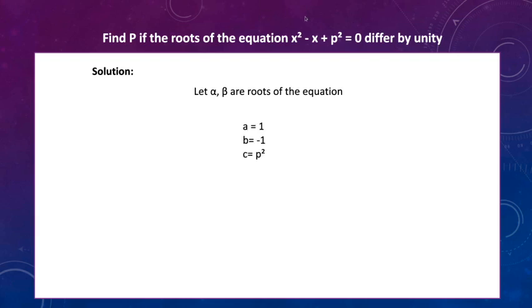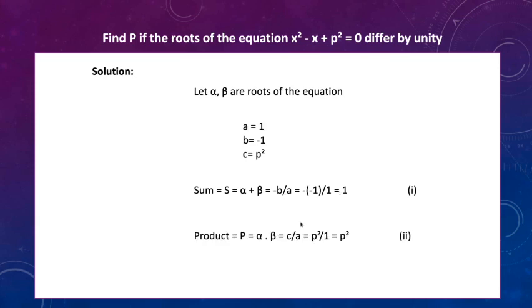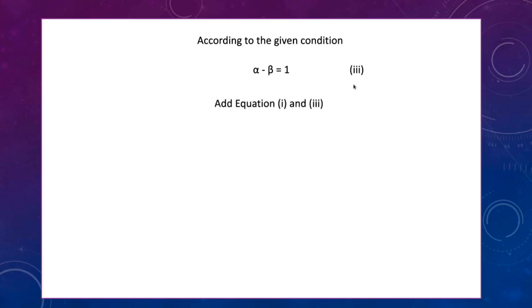If we compare this equation with the standard form, we get a is equal to 1, b is equal to minus 1 and c is equal to p square. We know that the sum alpha plus beta is equal to minus b over a, which here is equal to 1. And the product alpha beta is equal to c over a, which will be equal to p square. According to the given condition, the difference between the two roots is equal to 1. This is our equation number 3.